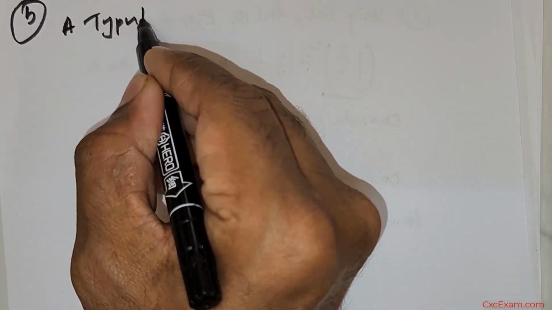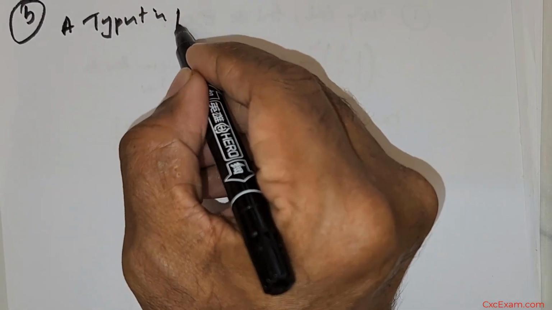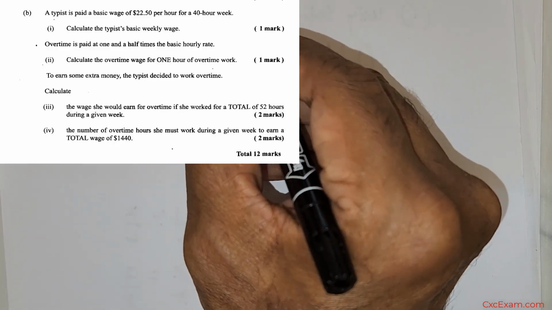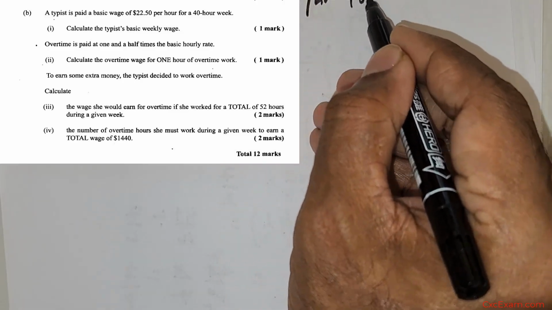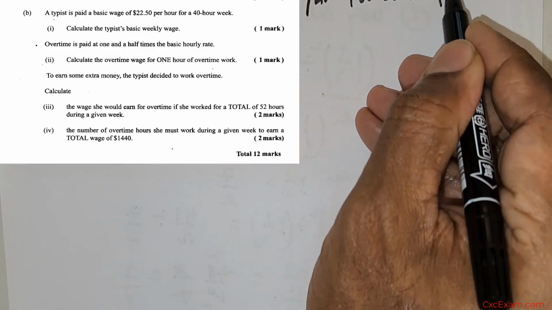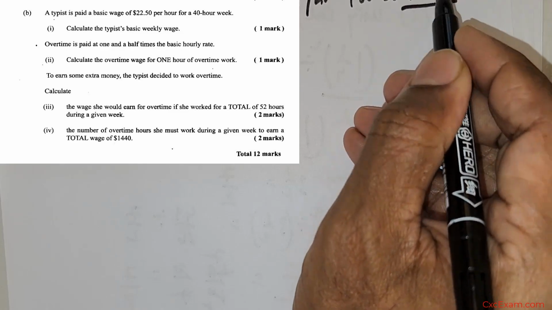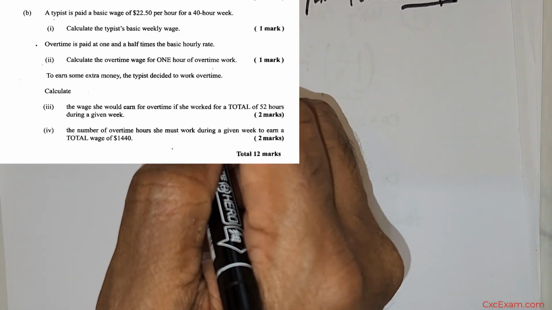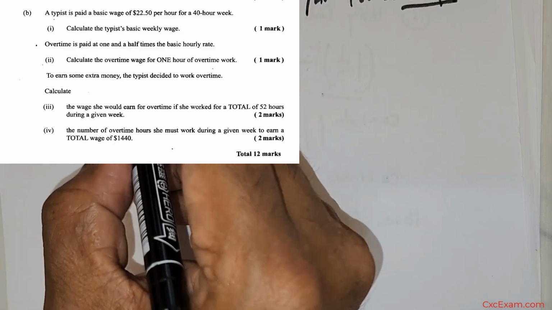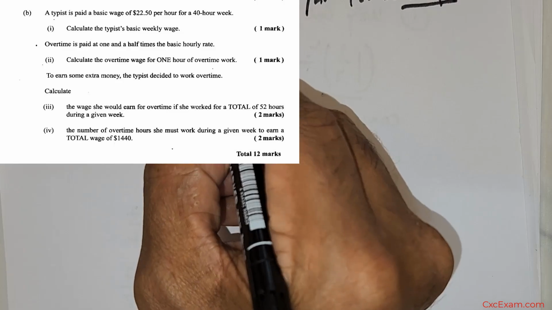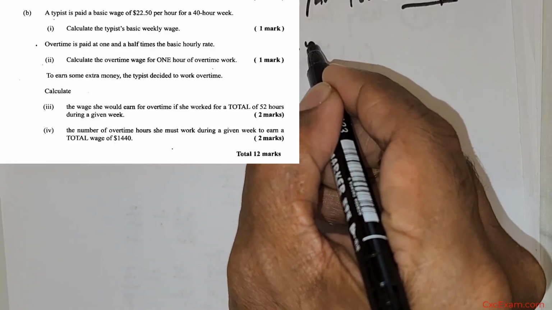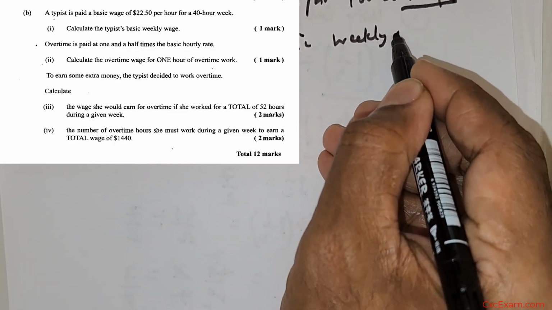A typist is paid $22.50 per hour for a 40-hour week. So 40 hours she has to work. Now the first question is: calculate the basic weekly wage.